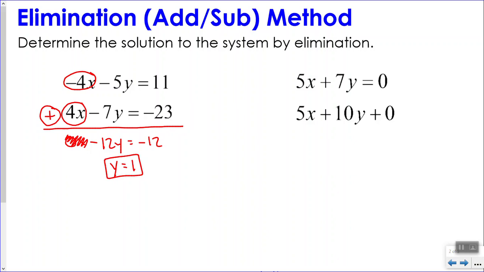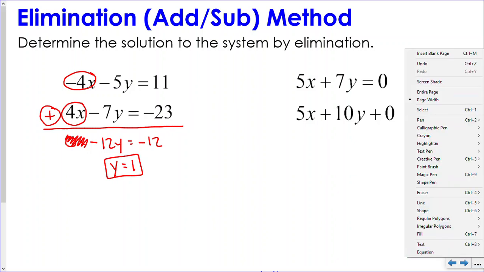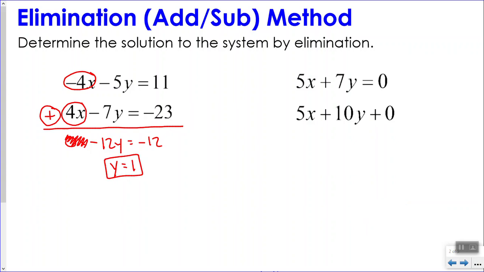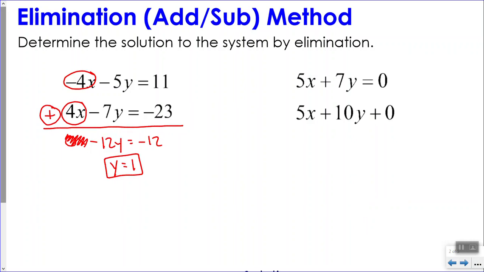But of course we're not finished because we have to solve for x. We want to make sure that we get the full solution here. So now I can pick either one of my equations and substitute in my value for y. Once I do that, I'm again left with an equation in one variable that I can very easily solve.